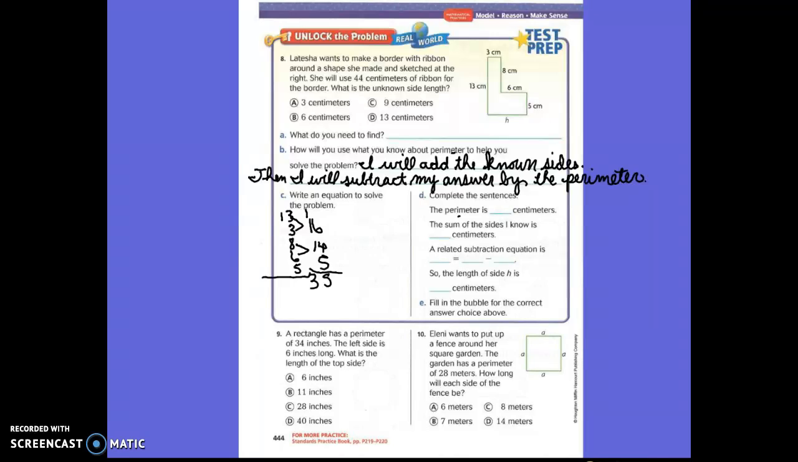Anybody else get a different answer than me? We have 35. What do we say we're going to do? We're going to subtract the answer by the perimeter. The perimeter is what? 44. And then minus our answer, 35. What's 4 minus 5? Can't do that. Okay, go to the 4, make it 8, and 4 becomes a 14. 14 minus 5 is? 9. 3 minus 3, so we got 9. Okay.